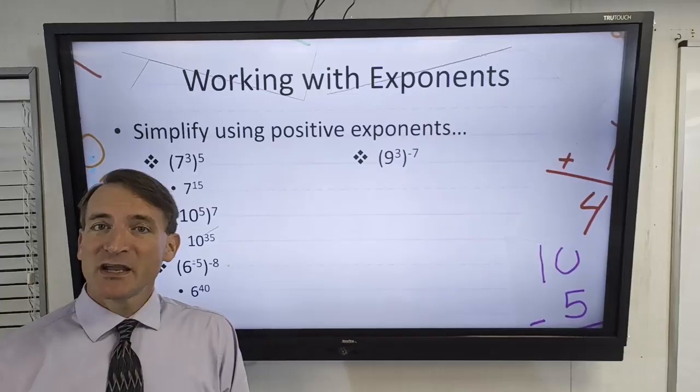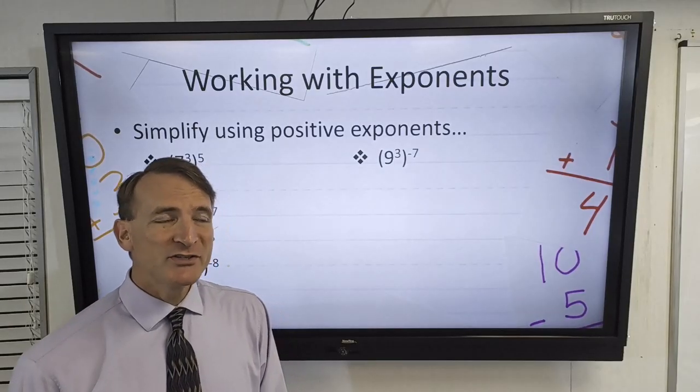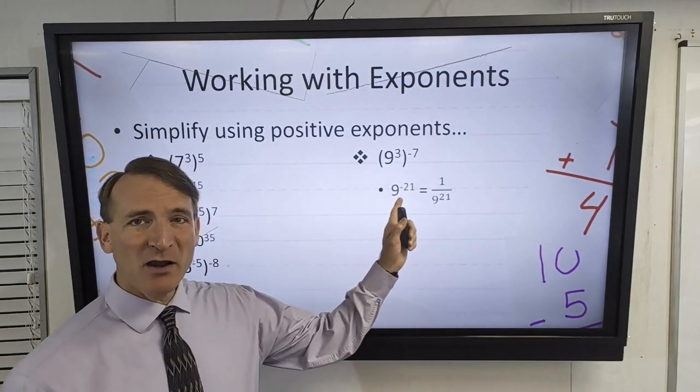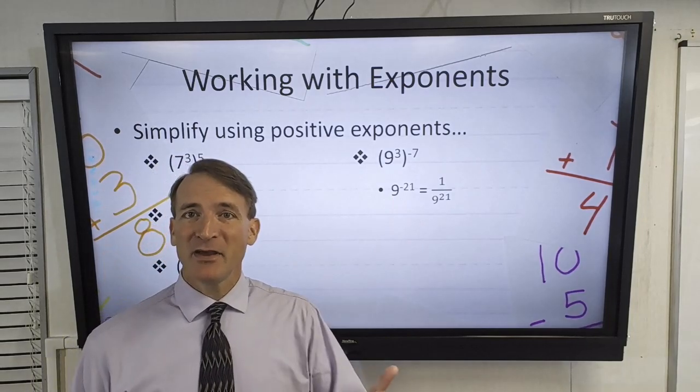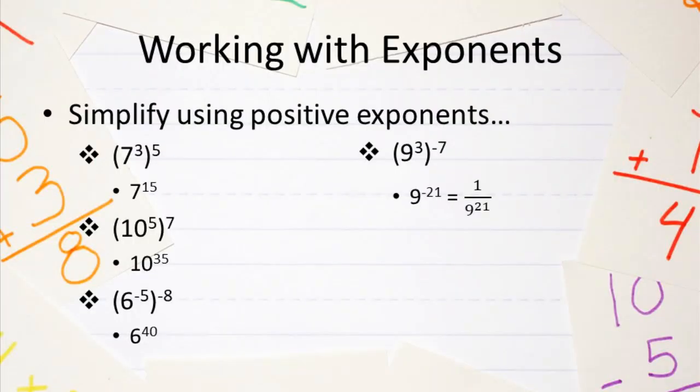So 3 times negative 7, using my power property, would give me negative 21. So I have 9 to the negative 21st power. Since it is a negative exponent, I'm going to convert that to a positive exponent by bringing it down into the denominator. Give me 1 over 9 to the 21st power.